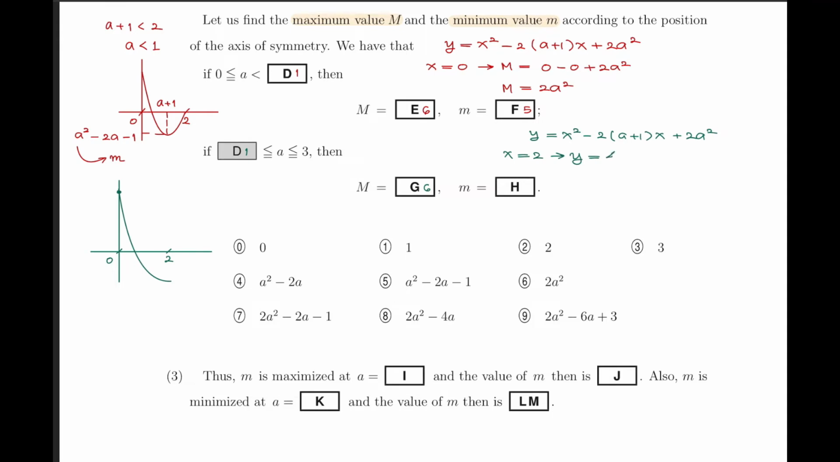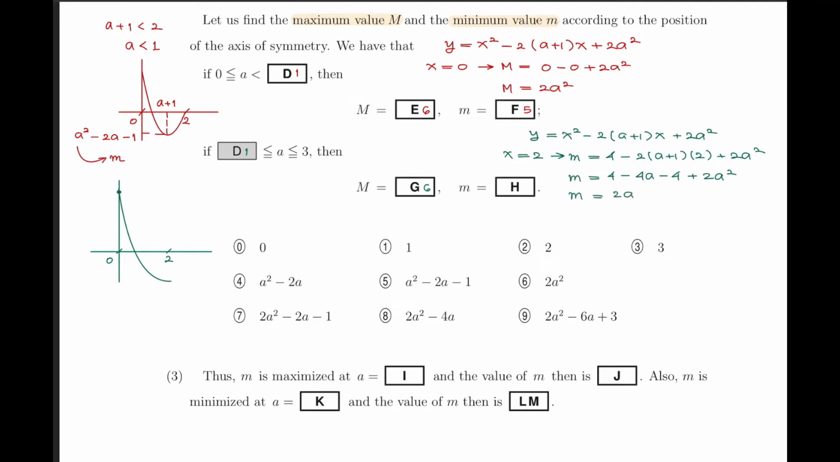I will get y equals 2 squared, 4, minus 2a plus 1 times 2 plus 2a squared. If we simplify this expression, I will get 4 minus 2 times 2 is 4, and then distribute the 4 into the bracket. I will get 4a minus 4 plus 2a squared. This is the minimum value of y. This is m.